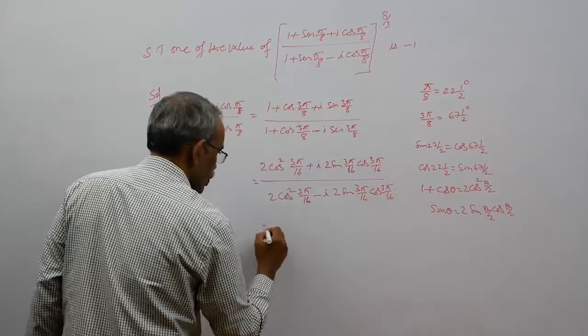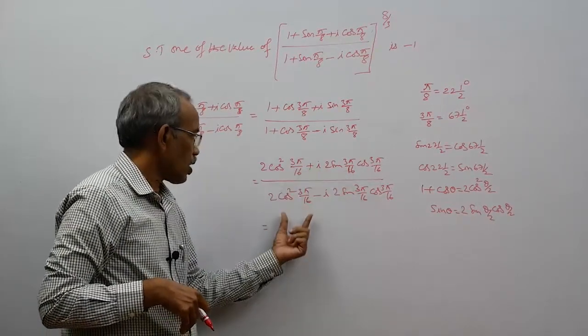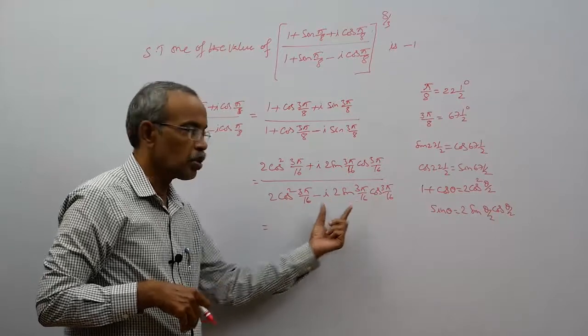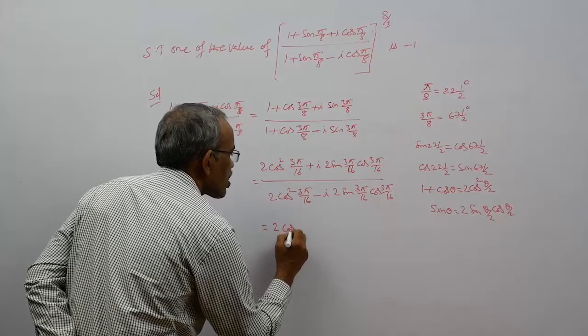Here we have two terms in the numerator, and in the denominator also we have two terms. Here the common term is 2 cos 3 pi by 16.